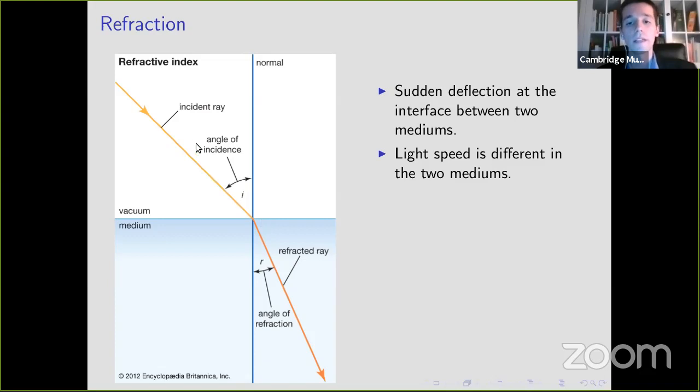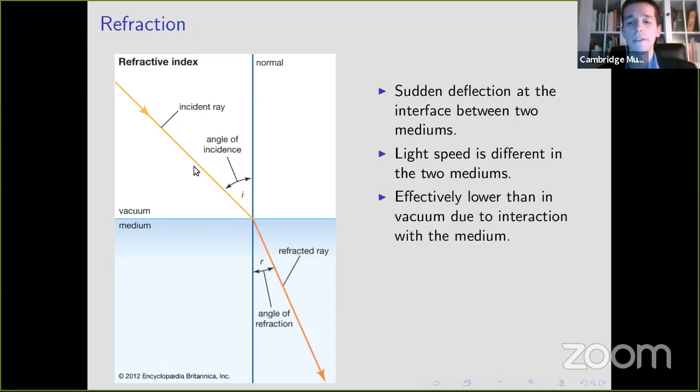And this is because the light speed is different in the two mediums. Effectively, it is lower in a medium different from the vacuum due to interactions of light with the medium. The angle depends on the incoming angle, this one, and the properties of the two mediums.